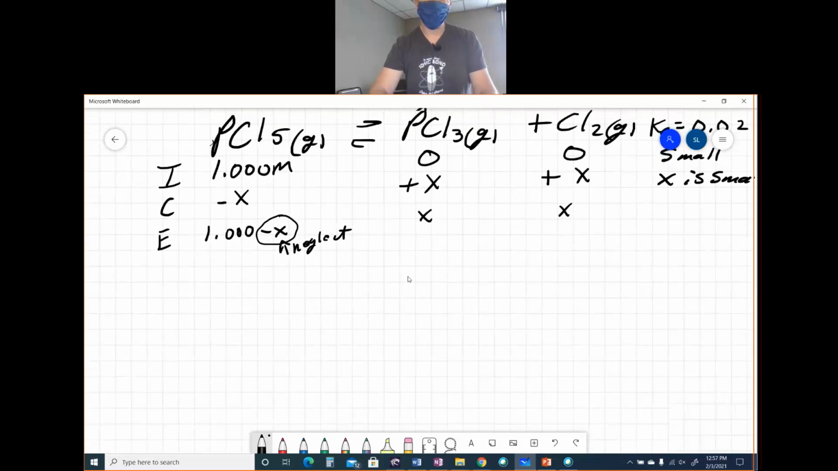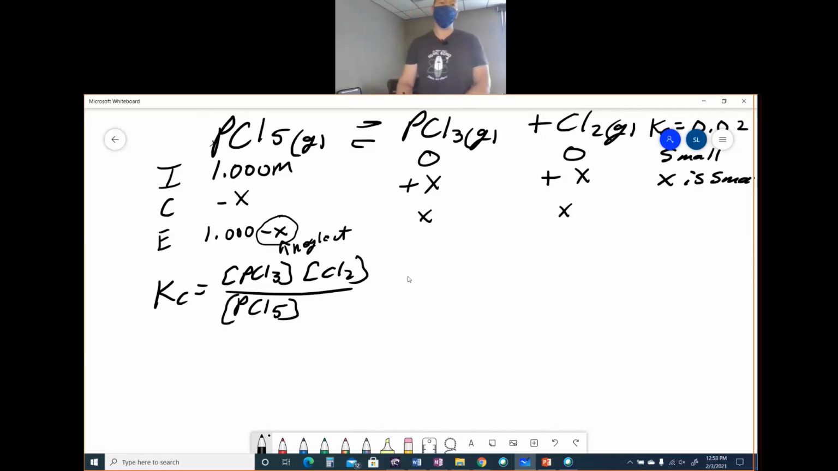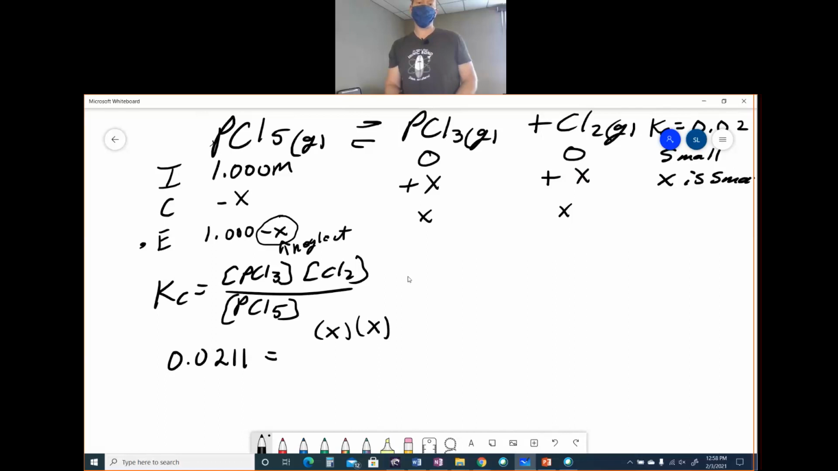All right, so again, you should always write your setup for Kc: concentration of PCl3, concentration of Cl2, over the concentration of PCl5. Again, that is a K. You only put equilibrium numbers into a Kc. So we have 0.0211. At equilibrium, PCl3 is x. At equilibrium, Cl2 is x. At equilibrium, your PCl5 is 1 minus x.